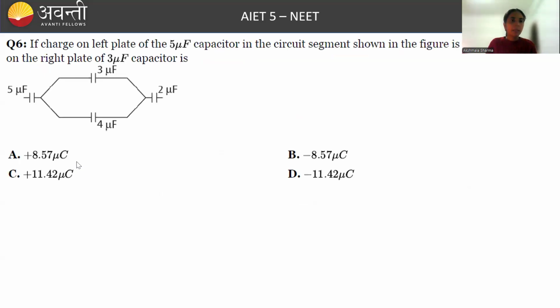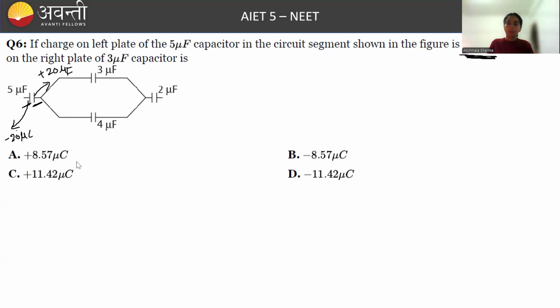Now, if charge on the left plate of 5 microfarad capacitor in the circuit shown in the figure is minus 20 microcoulomb, charge on the right plate will be how much? Okay. So, left plate of 5 microfarad. This is the right plate and this is the left plate. So left plate is given how much charge? Minus 20 microcoulomb. So this next plate will have same positive charge. So here the charge is plus 20 microcoulomb.